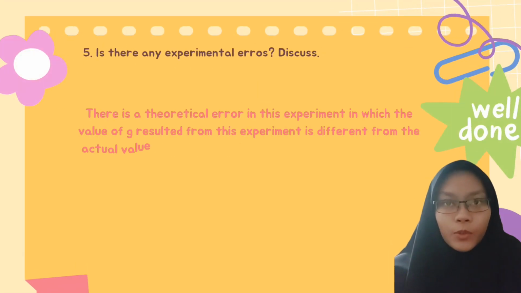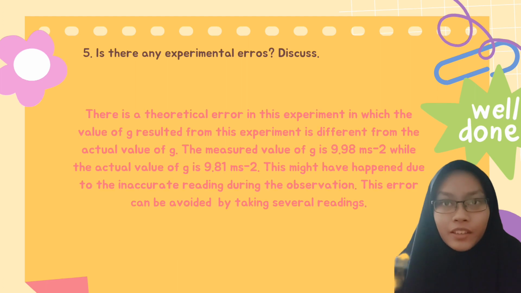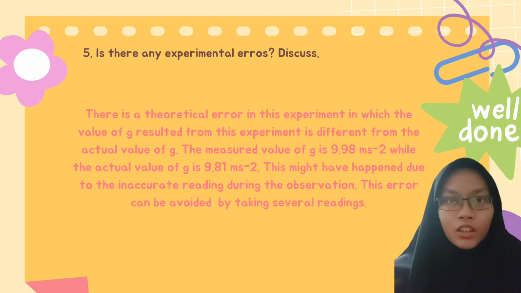And lastly, the fifth question: is there any experimental error? Discuss. Yes, there is an error from this experiment, in which the value of g resulting from this experiment is different from the actual value of g. The measured value of g is 9.98 ms^-2, while the actual value of g is 9.81 ms^-2. This might have happened due to inaccurate readings during the observation. This error can be avoided by taking several readings.